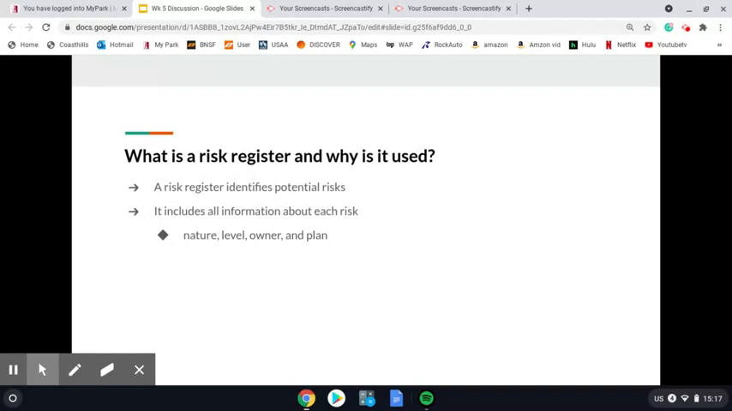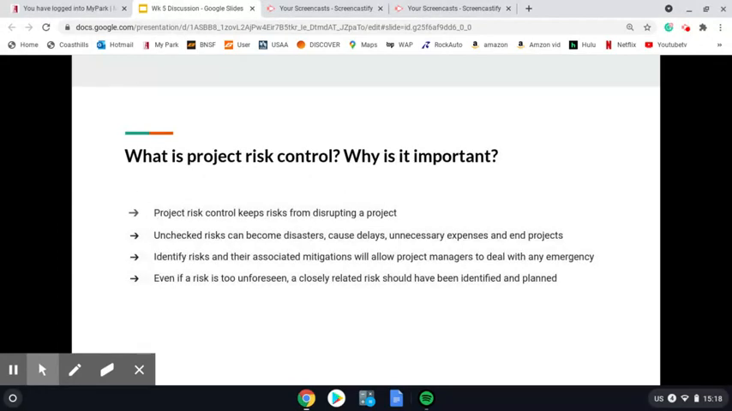So on a risk register, we would have the nature, which would be the type of risk, the level, how severe is it? Do we need to do it or does it need to be done? Owner, it was who's the most capable of fixing it or getting it done. And then the plan, how and when is it going to get resolved?